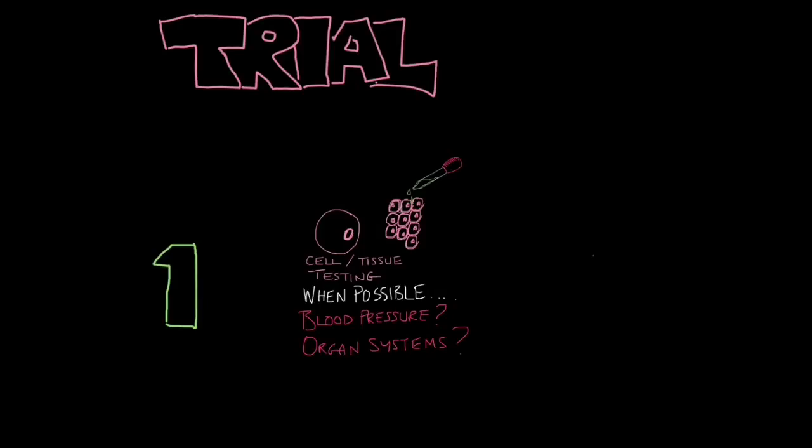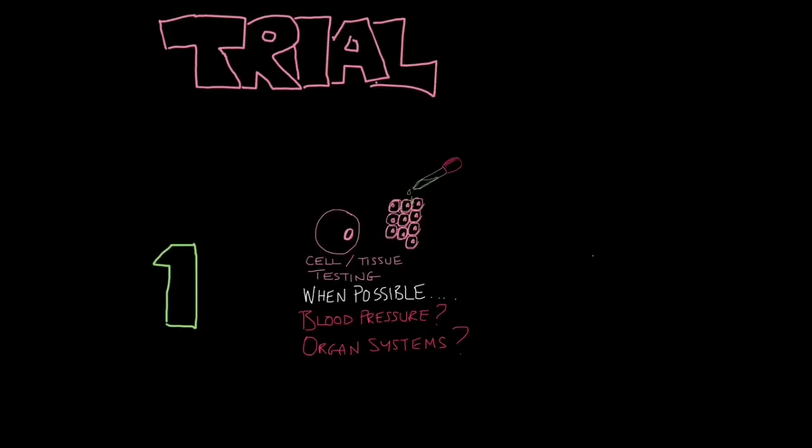So this is ideally where we'd like to start, but sometimes it's just not possible. For example, if we want to test the effects of drug on blood pressure or organ systems, then we can't just test it on a single cell or a single tissue because it affects a great deal more in the body.